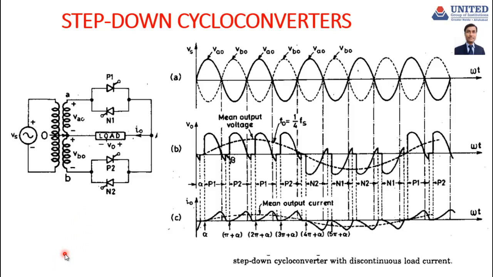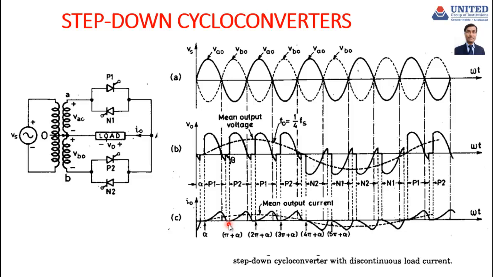Now let us see the midpoint configuration for the discontinuous load current mode of operation. Here when small a is positive with respect to O, then P1 will be forward biased. Therefore when it is triggered at omega t is equal to alpha, the current I0 starts flowing through capital A to O, and it becomes 0 at omega t is equal to beta, which is greater than pi and less than pi plus alpha.